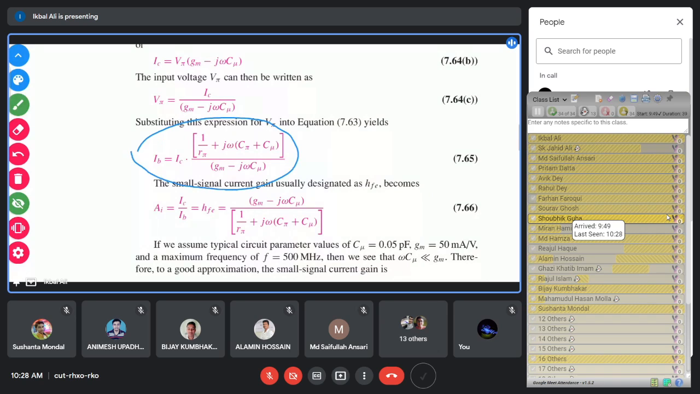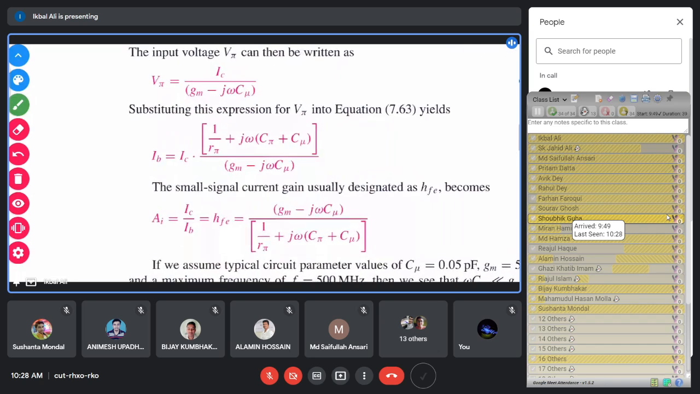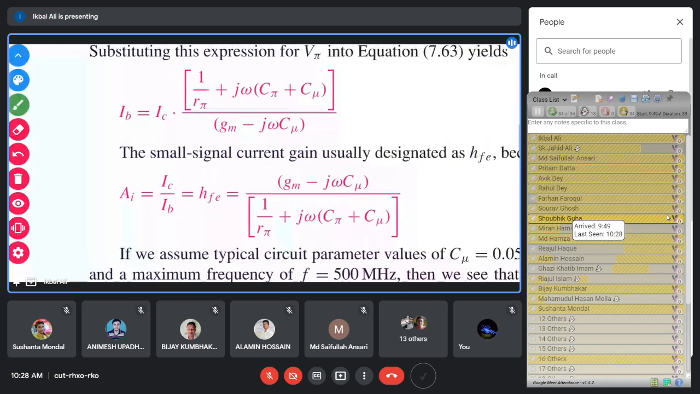Now, you see the left hand side of this equation. You have the base current, which is the input current, and on the right hand side, after substituting V pi, you get the collector current, which is the output current, along with the circuit parameters of the transistor. So what will be the gain now of the transistor? The small signal current gain.